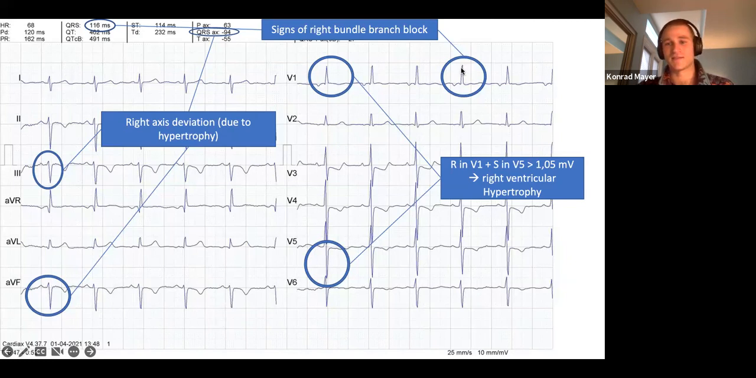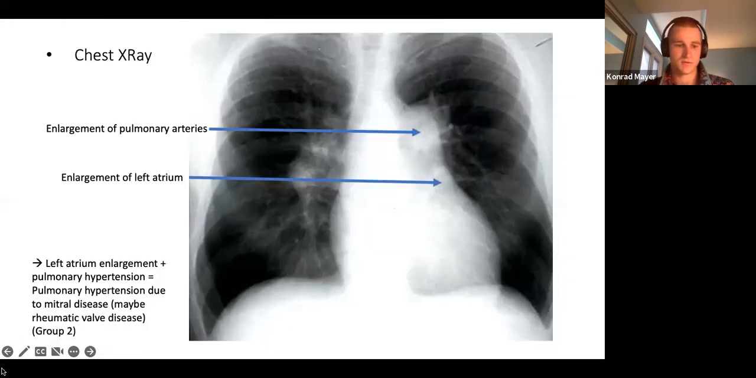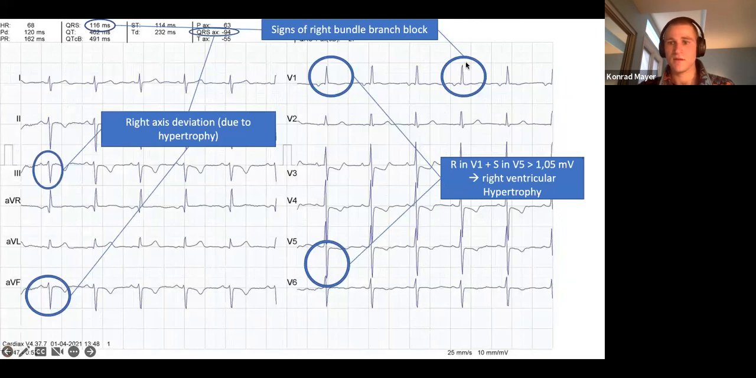So this is signaling that there is an issue with the right bundle because we are looking at V1. If we had this in V5 or V6, there would be an issue with the left bundle. But since we have unclear peaks in V1 or V2, for example, right there, these are signals for right bundle branch block. And depending on the time, it is either incomplete or complete.